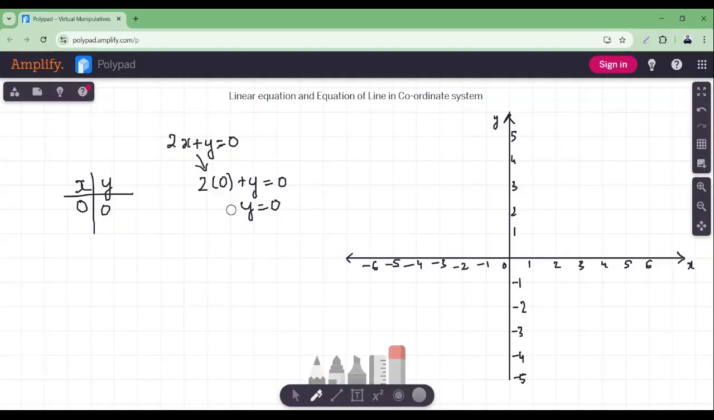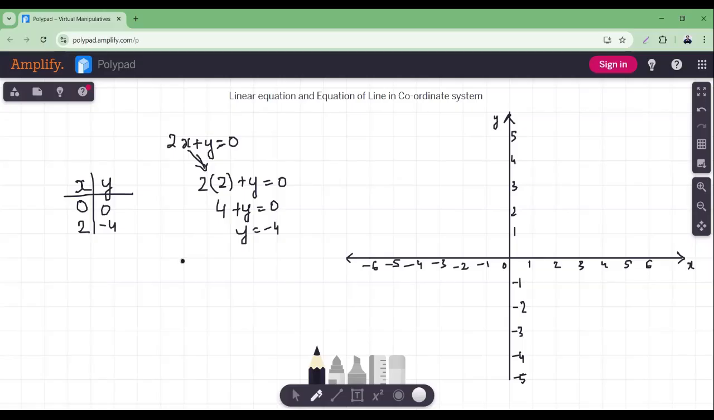Okay. Now, when x is, let's say, 2. When x is 2, in the place of x, I am putting 2. What happens? I get 4 plus y is equal to 0. Then y is equal to -4, isn't it? So I'm getting a -4 here.